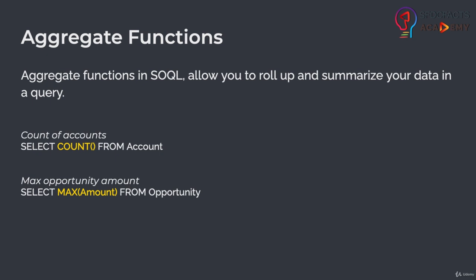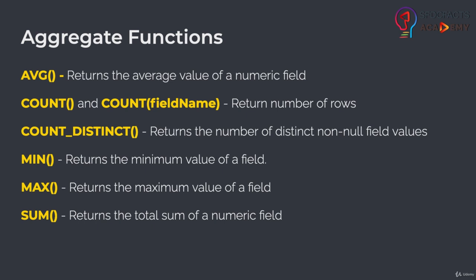Now along with count and max, we have several other aggregate functions as well, and let's have a look at all of them. So we have a function called average, which returns the average value of a numeric field. So you can only pass a numeric field in the average function. You cannot pass a text field or a string field here. Then we have count, or count with a field name, and both of these return the number of rows. Then we have count distinct as well, and this one disregards the duplicate values and returns distinct non-null values.